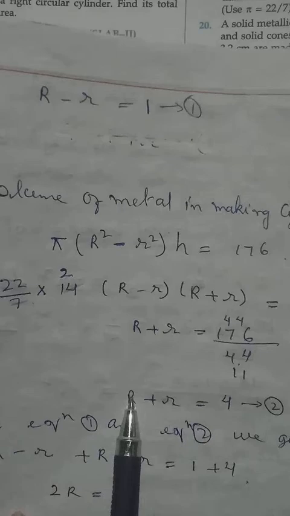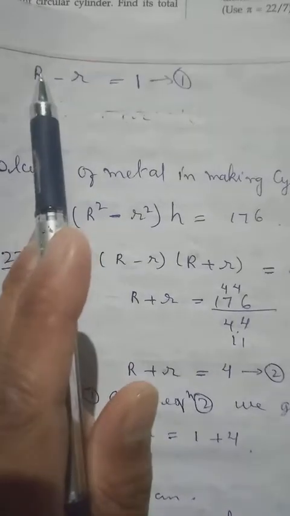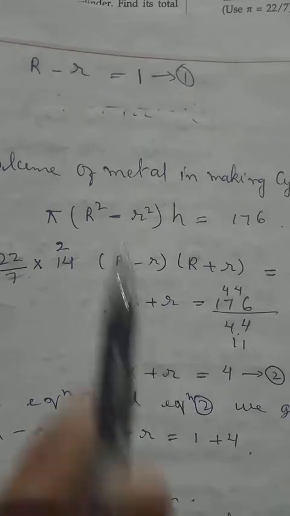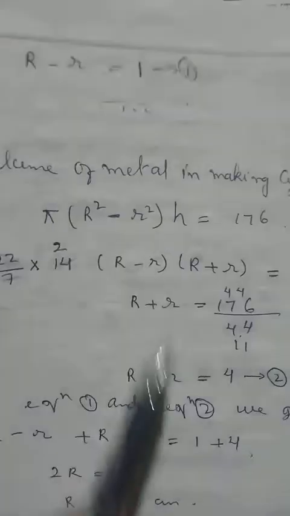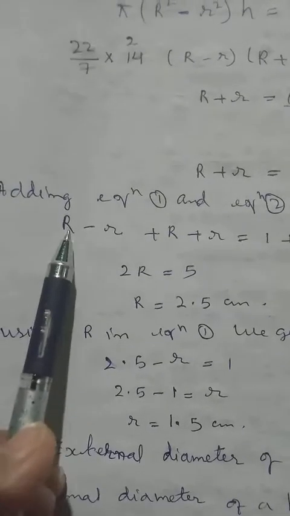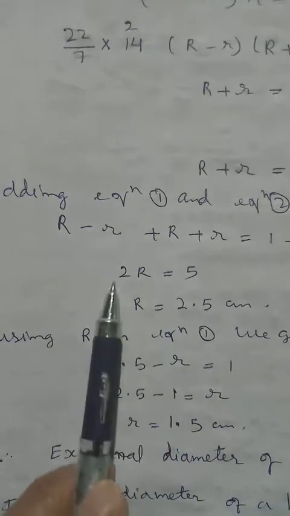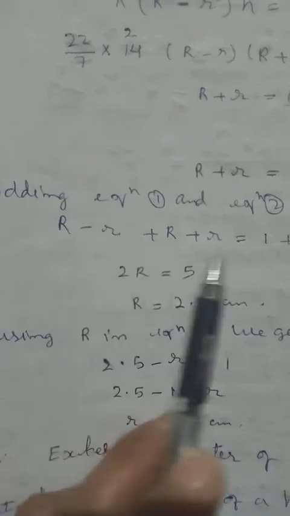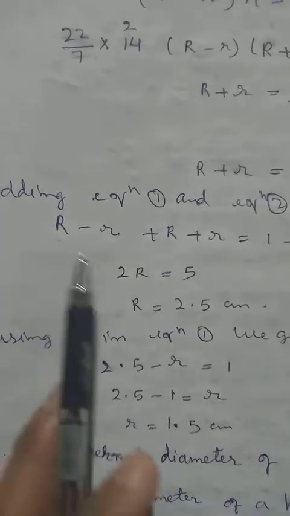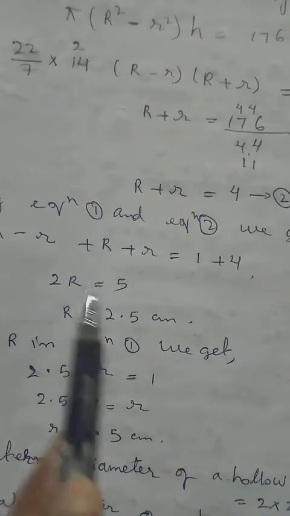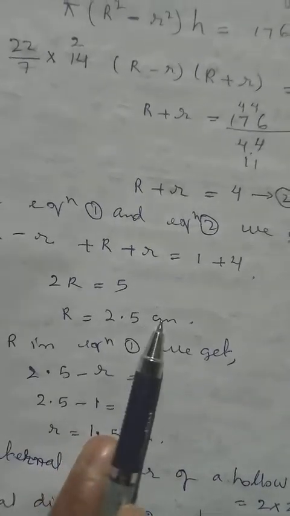Now here we have capital R and small r in both equations, and we need to solve them. So let us add them, left with left and right with right. Capital R and capital R both plus becomes 2R. Small r, one is minus and one is plus, so r minus r will be 0. Then on the right it becomes 1 plus 4, which is equal to 5. So capital R will be 5 divided by 2, we get 2.5.